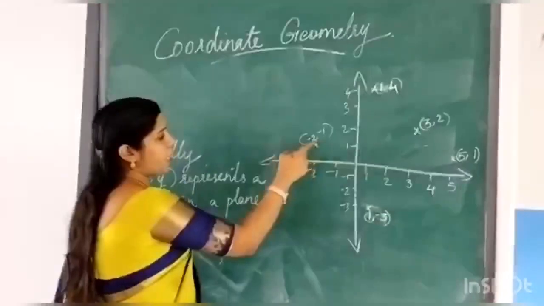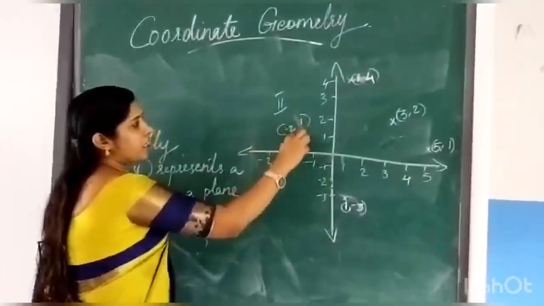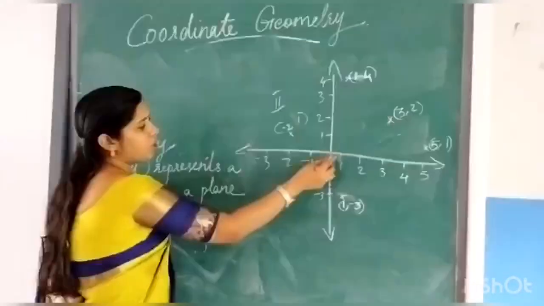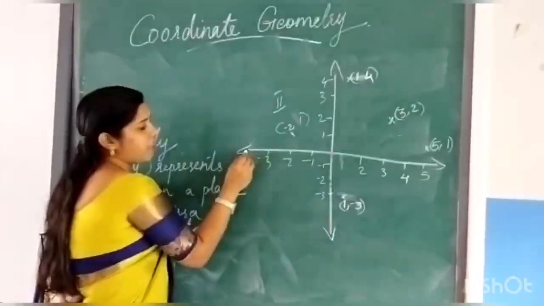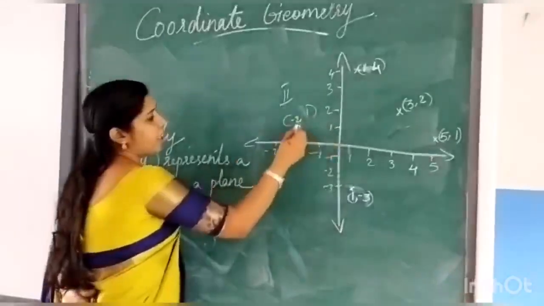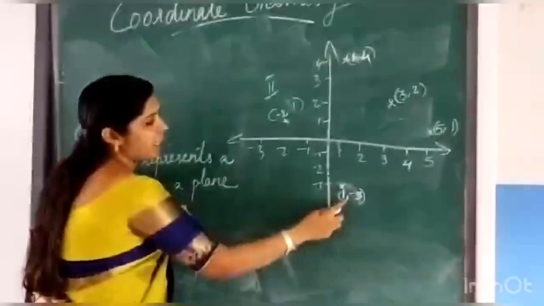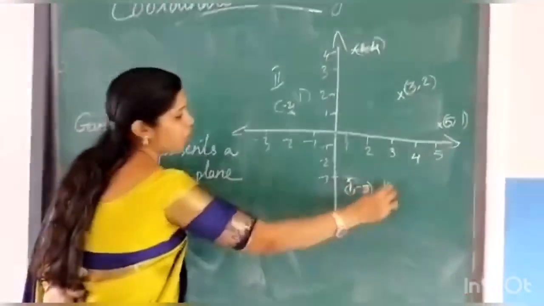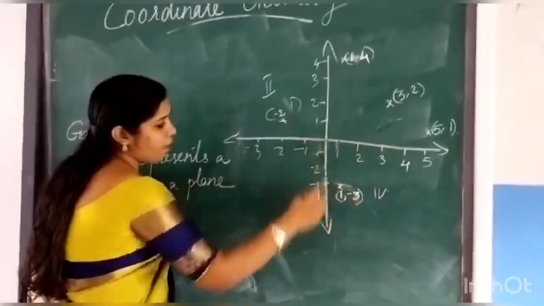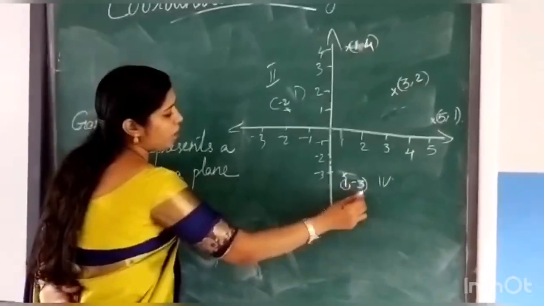See another example, (-2, 1). This is in the second quadrant. Here the x-coordinate is negative. So (-2, 1) shows it moves 2 units in the negative direction and 1 unit in the upward direction. This is the point. And here (1, -3), this is in the fourth quadrant. Here 1 along the x-axis is in the positive direction, and y is -3, that is in the negative direction. So this point will be (1, -3).